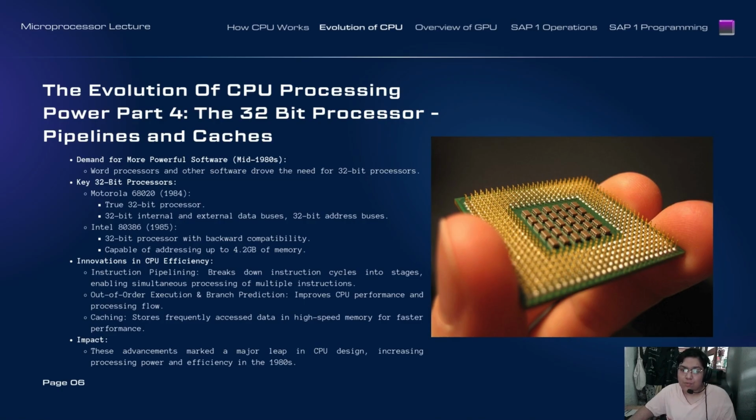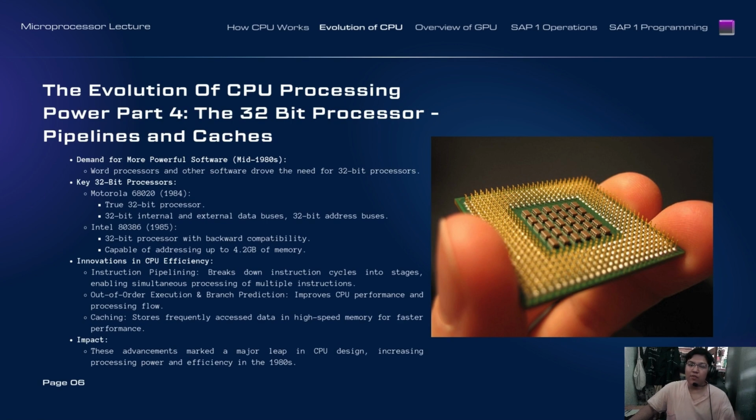To further improve CPU efficiency, techniques like out-of-order execution and branch prediction were developed. Caching also became a critical component in memory management, storing frequently accessed data in high-speed memory to boost performance. This advancement in CPU design, from pipelining to caching, marked a significant leap forward in processing power and efficiency during the 1980s.